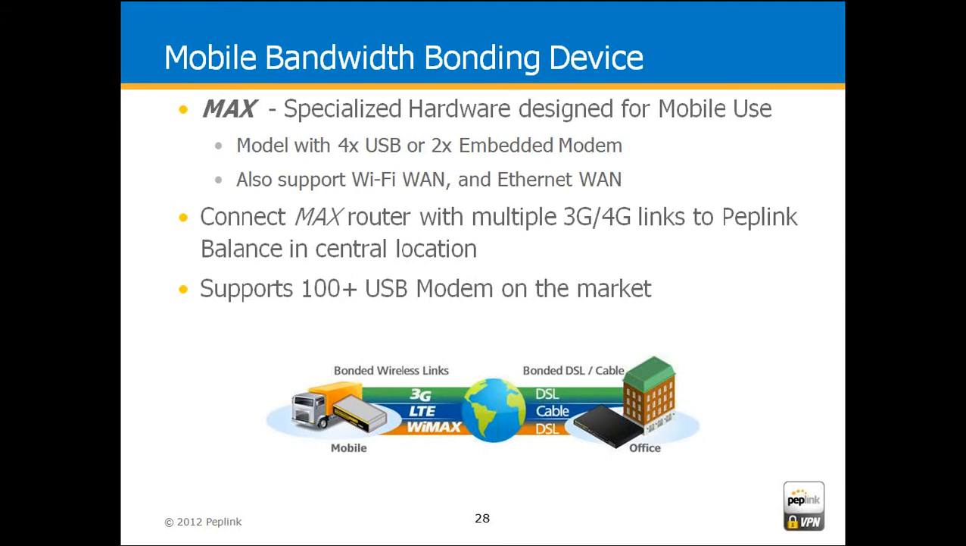You connect your Max router with multiple 3G, 4G links to a Peplink Balance at a central location and use Peplink SpeedFusion VPN bonding. We support over 100 USB modems in the market, and if there's a new modem that comes out and we don't support it on day one, usually we can write a driver for it in a matter of a couple of days.